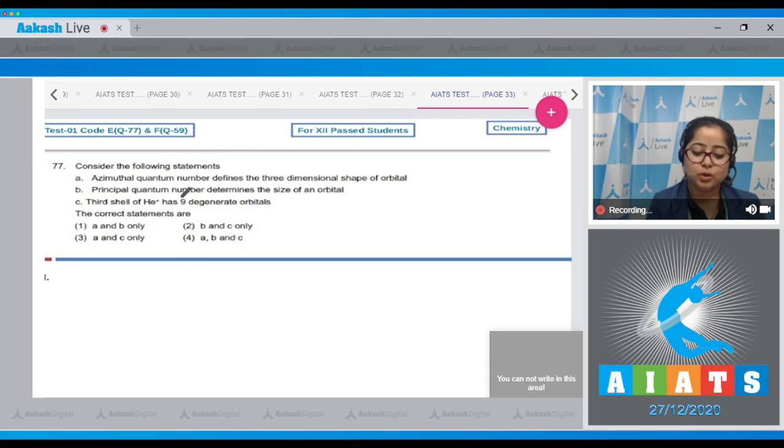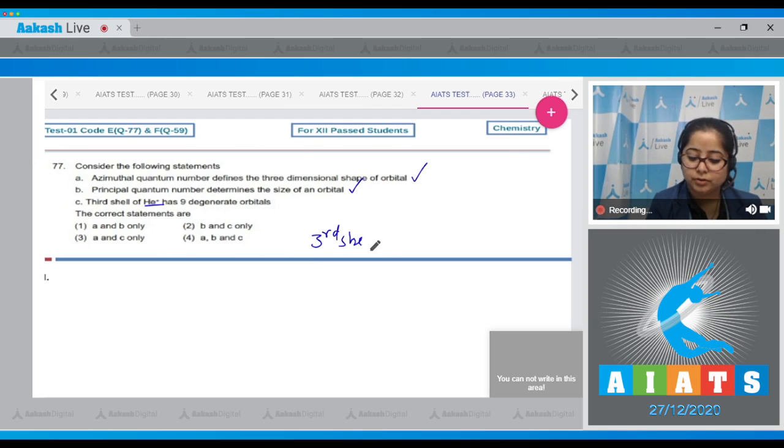Number 1, azimuthal quantum number, that is L, defines the three-dimensional shape of orbital. This is a correct statement. Principal quantum number determines the size. This is again correct. That is principal quantum number is N. N determines the size of an orbital, correct. And the third shell of helium plus ion. Helium plus ion is a single electron system. And we have already discussed that for single electron system, energy depends upon the value of N only.